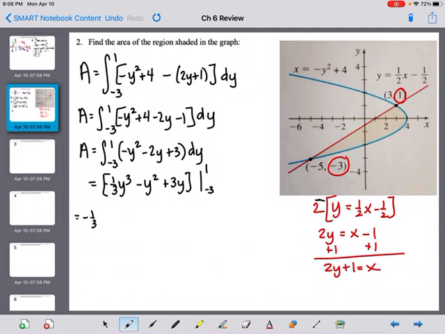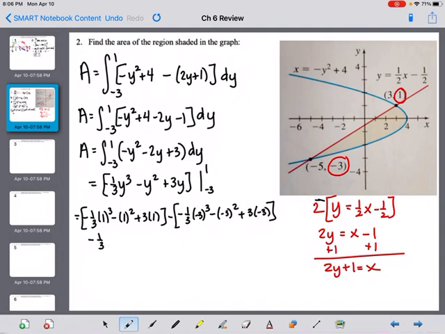So -1/3 times 1 cubed minus 1 squared plus 3 times 1, minus -1/3 times -3 cubed minus -3 squared plus 3 times -3. And then I just have to do the math. 1 cubed is 1 times the -1/3 is -1/3. 1 squared is 1 times the negative is -1, and 3 times 1 is 3.